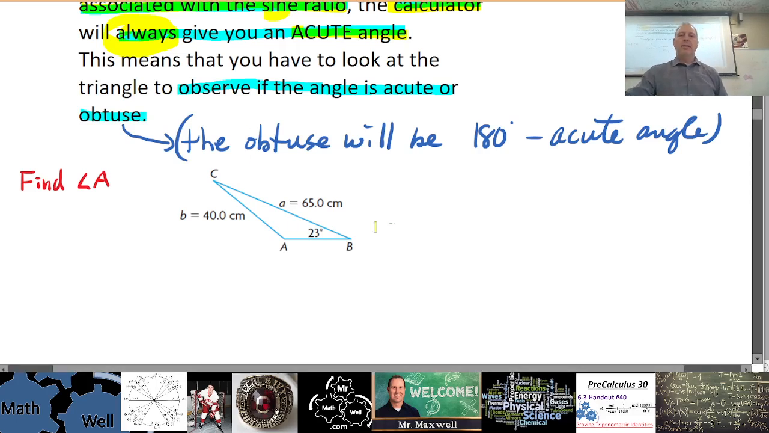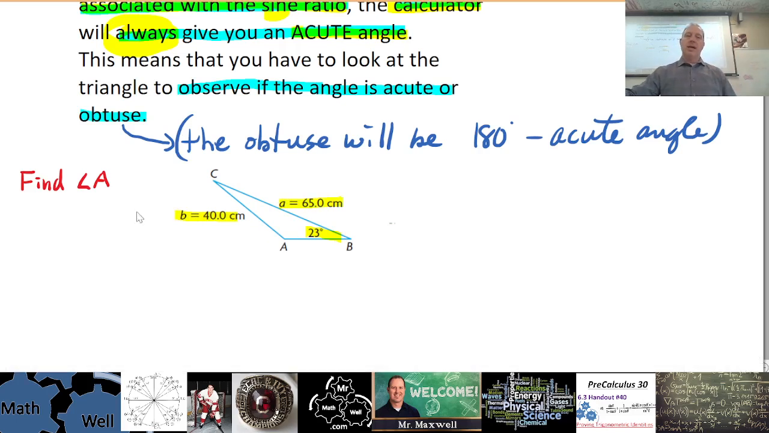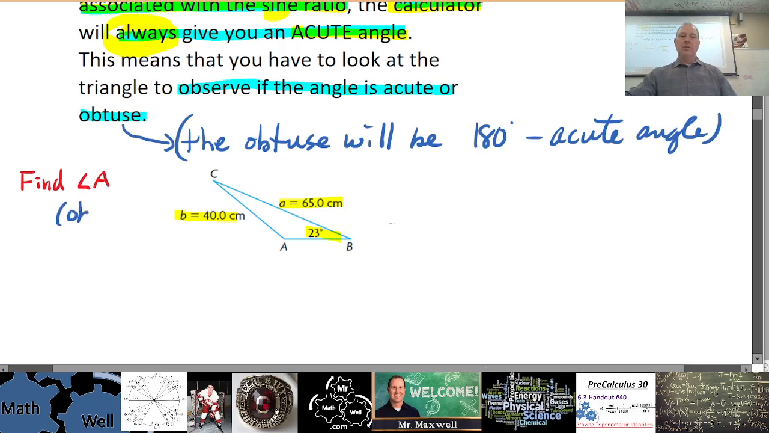So we have triangle ABC. Angle B is 23, side A is 65, side B is 40. The triangle here is drawn for you, and can you see that angle A is obtuse? Okay, so angle A is definitely obtuse here. Awesome. So we can use the sine law, but we're going to have to do one little extra calculation at the end because this is obtuse.